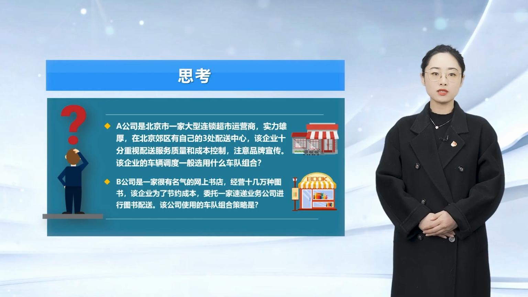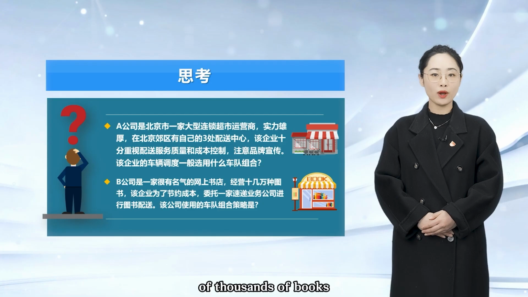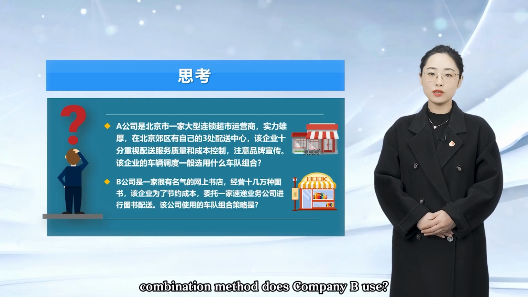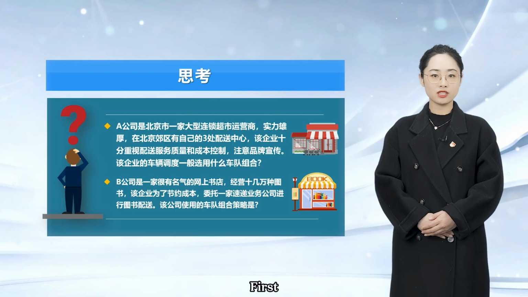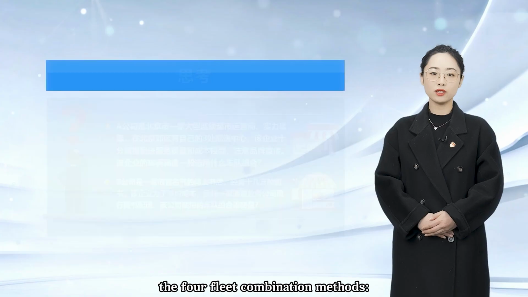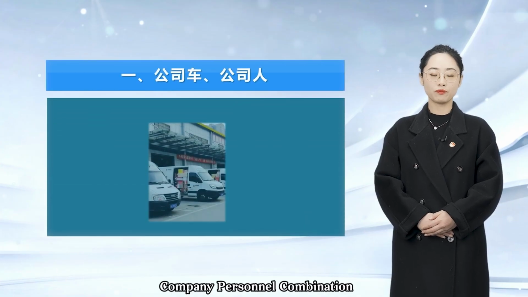Question 2. Company B is a well-known online bookstore, offering hundreds of thousands of books. To save costs, the company entrusts a courier service company with book delivery. Which fleet combination method does Company B use? First, let's understand the advantages and disadvantages of the 4 fleet combination methods. 1. Company vehicles, company personnel combination.